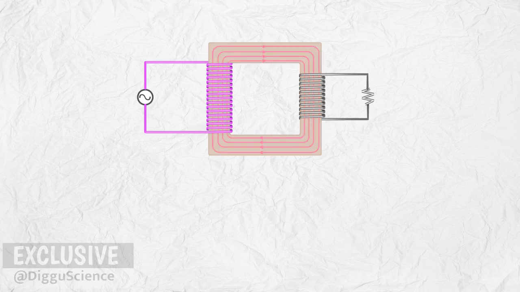Let's analyze this. Let's assume the source voltage is Vp. The subscript P here stands for primary, as it refers to the coil. The number of turns in the primary coil is Np. Similarly, in the secondary coil, there are Vs and Ns.